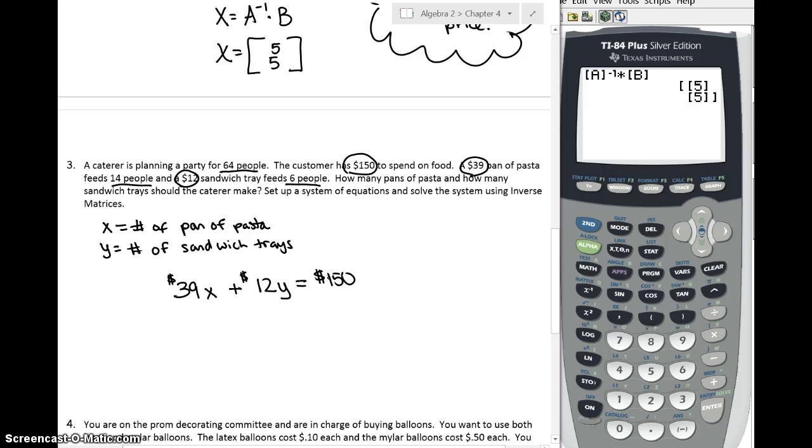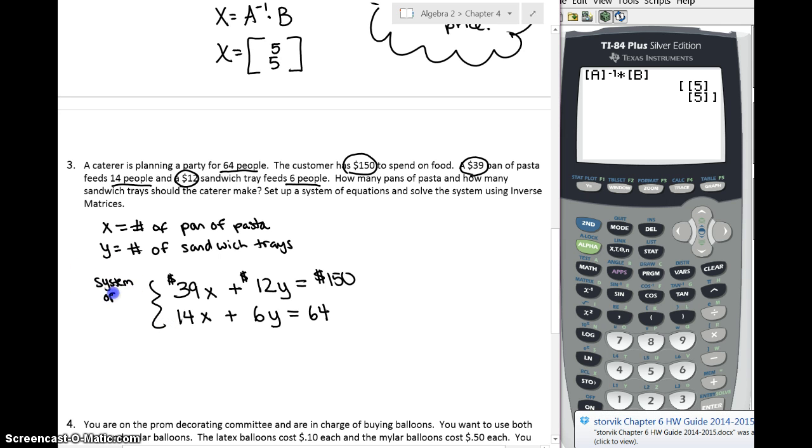Alright, the other one is going to be what I like to call my people equation. People, people, people. Well, one pan of pasta feeds 14 people, so we can do 14 times the number of pans of pasta we get is going to give us the total people there, plus the 6 people for each sandwich tray equals 64 total people that we need. Okay, so that's kind of the people equation. Now that right there is our system of equations.